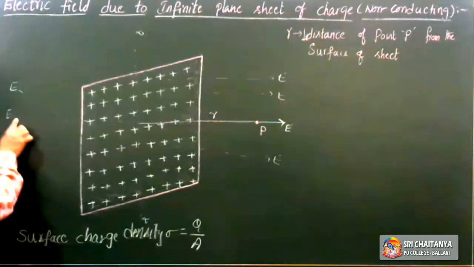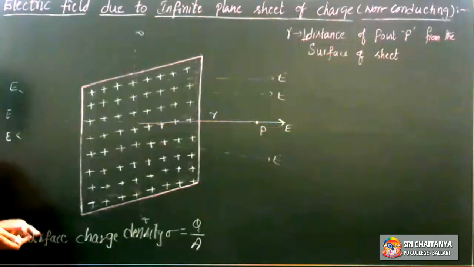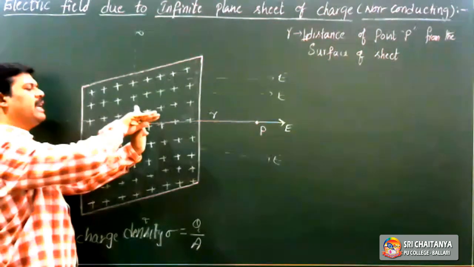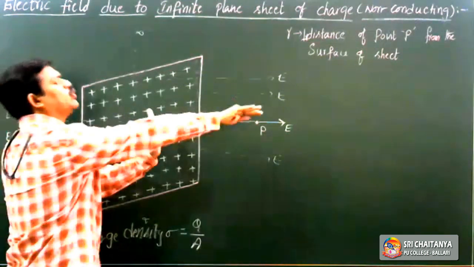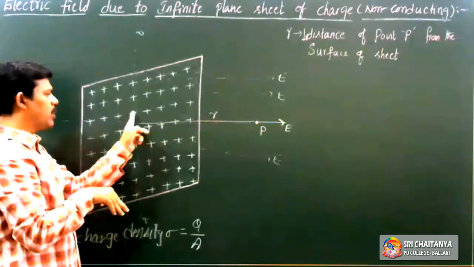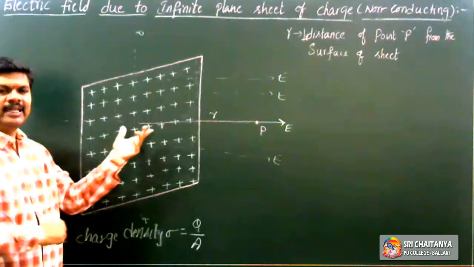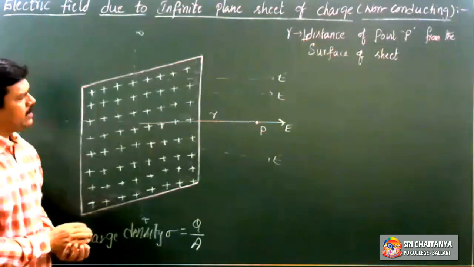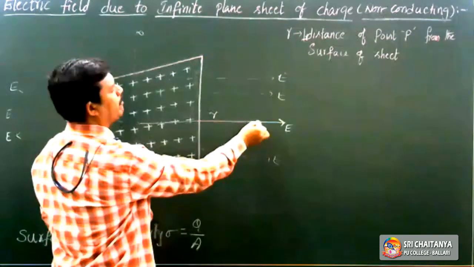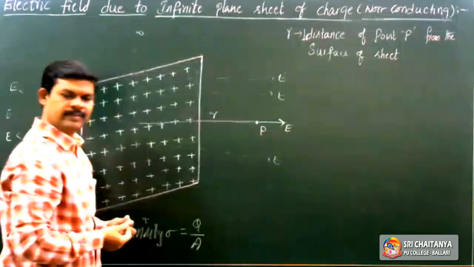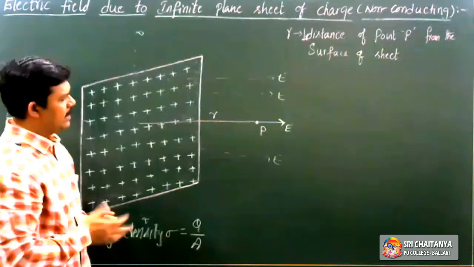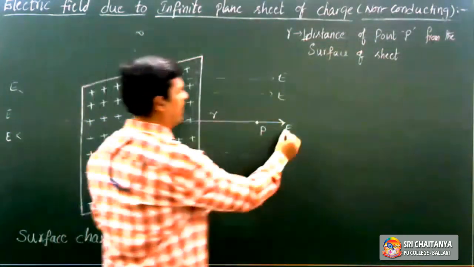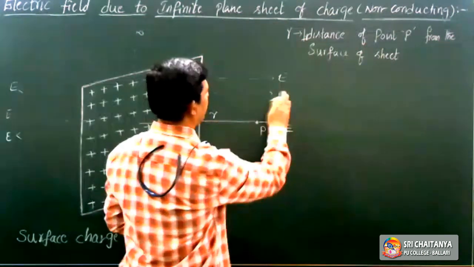So if you are asked how the field is acting, it acts perpendicular to the sheet, outward, because on the sheet positive charge is present. So let the field at this point P be E. Our aim is to calculate this field at the point P.